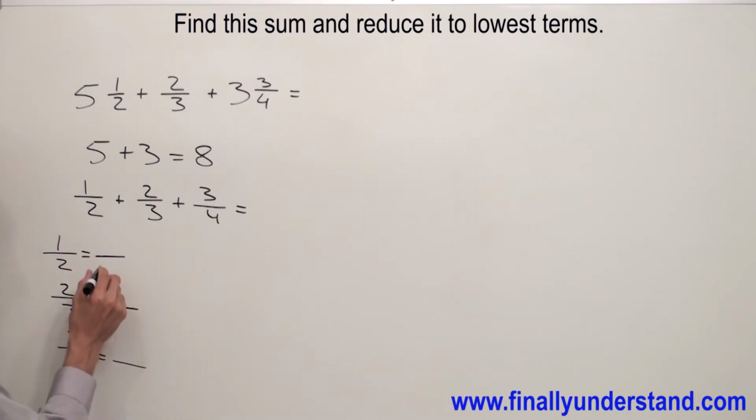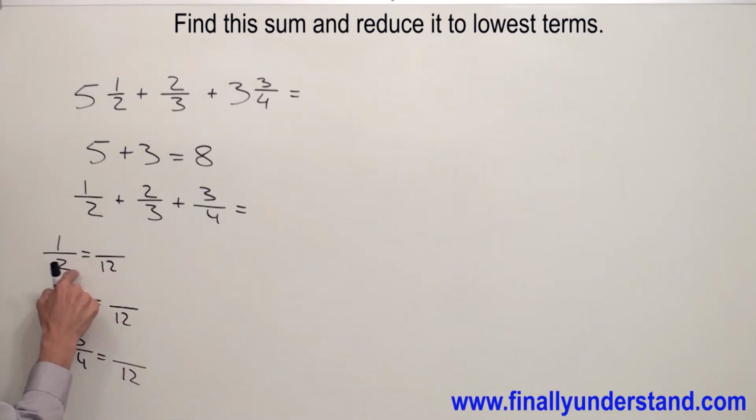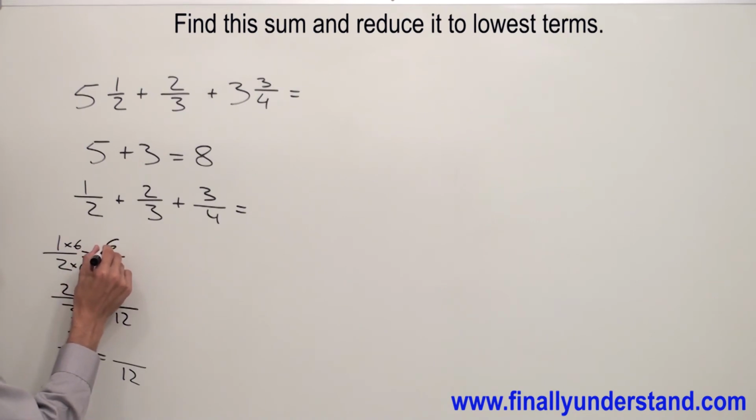We said common denominator is 12. Now, by what number do I have to multiply 2 to get 12? I have to multiply by 6. Whatever I did in the denominator, I have to do also in the numerator. So I have 1 times 6 is 6.